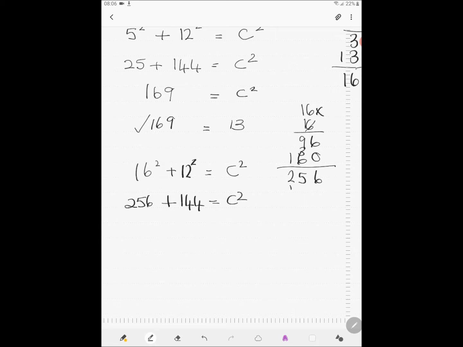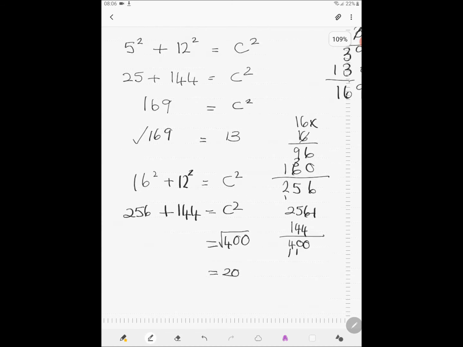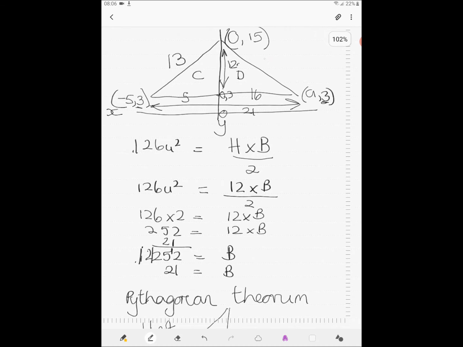So 256 add 144, let's write it out properly. 256 add 144. So 6 add 4 gives me 10. 5 add 1 add 4 gives me 10. 2 add 1 gives me 4. So that is 400, but I'm looking for the square root of 400. Now, hopefully, if you know your 2 times table, you know 2 times 2 is 4. So my square root is 20, because 20 times 20 gives me 400. So that has now given me my hypotenuse of 20.